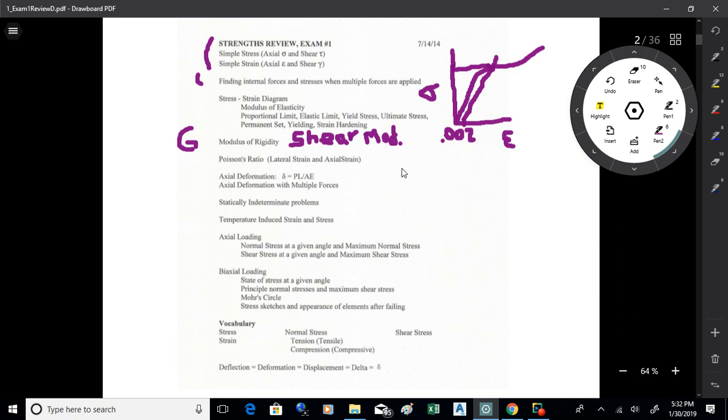Okay, we looked at Poisson's ratio. Poisson's ratio is the negative of the ratio of the lateral strain to the axial strain. So Poisson's ratio, which is the Greek symbol nu, is minus the lateral strain divided by the axial strain.